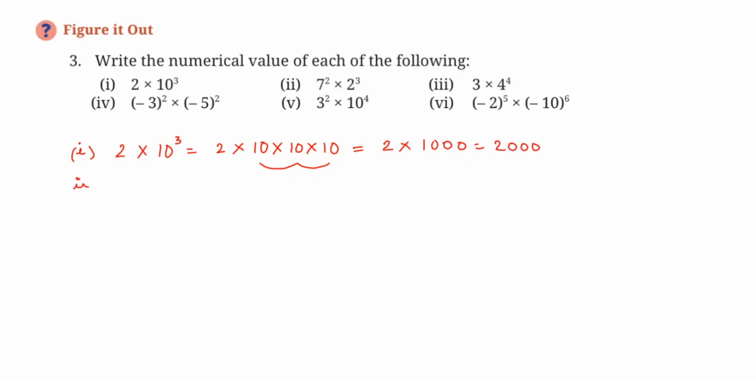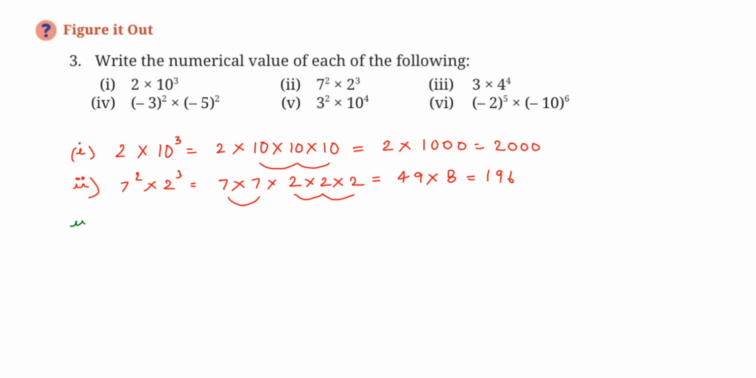Second one. We have 7 squared and 2 cube. We are multiplying 7 2 times and 2 3 times. 7 times 7 is 49. 2 times 2 is 4. 4 times 2 is 8. So 49 times 8. When you multiply these two numbers, we get 90. Sorry, not 90. It's 392. So you can check by multiplying these two numbers.